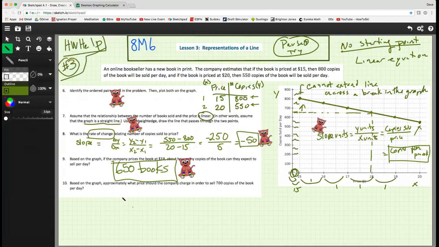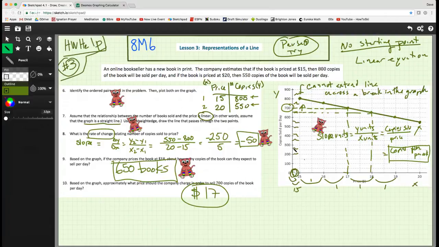All right. Based on the graph, approximately what price should the company charge if we want to sell 700 copies? All right. So we go over here and look at 700 copies, and we want to see what price. Well, that price is $17. And there you have it.